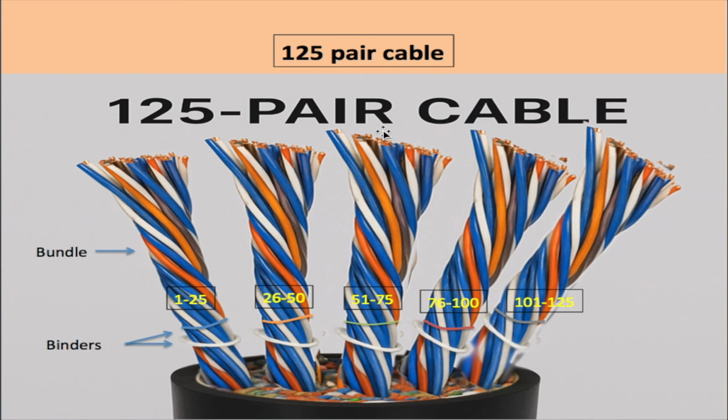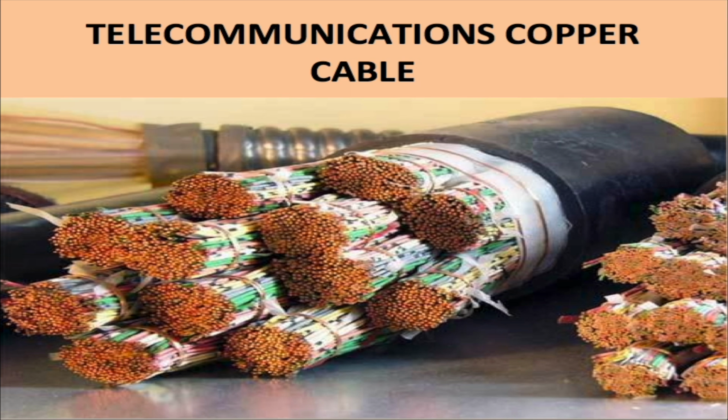Here I have a 125 pair cable, and these are all 25 pair counts. 1 to 25, 26 to 50, 51 to 75, 76 to 100, and 101 to 125. And each one of them is wrapped in a different binder. Here we have white and blue, white and orange, white and green, white and brown, and white and slate. Now this is what it looks like in the real world. The bundles are packed very tightly together. And here we have the binders wrapped around each bundle.